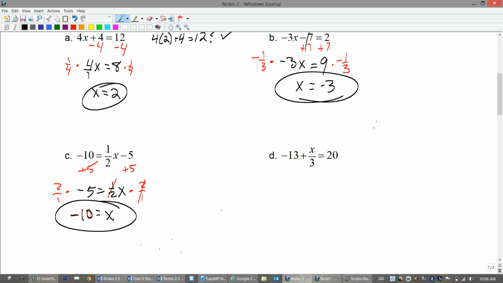Okay, D. Weakest link. Is it the divide by 3 or the -13 plus? It's the -13 plus. So we go and what's the inverse of 13? Positive 13?